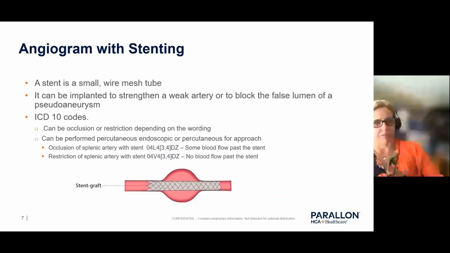So I have a couple examples here. The occlusion of the splenic artery with a stent. There's some blood flow. And I mixed those up, guys. I will fix that slide. So no blood flow past the stent will be your occlusion, and restriction will be some blood flow past the stent. And again, these can be performed percutaneous endoscopic or percutaneously. So read through your report and find out what it is. And as always, if you have questions, phone a friend, ask someone who's been there, done that, and we can help you figure that out.